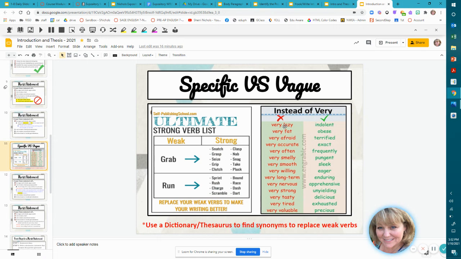And instead of saying very lazy, look up a nice strong word like indolent. Very fat, instead say obese. Very afraid, so get rid of all of the verys and just say terrified. Very accurate, say exact. Very often, say frequently. Very smelly, say pungent. Very smooth, sleek, and so on and so on.